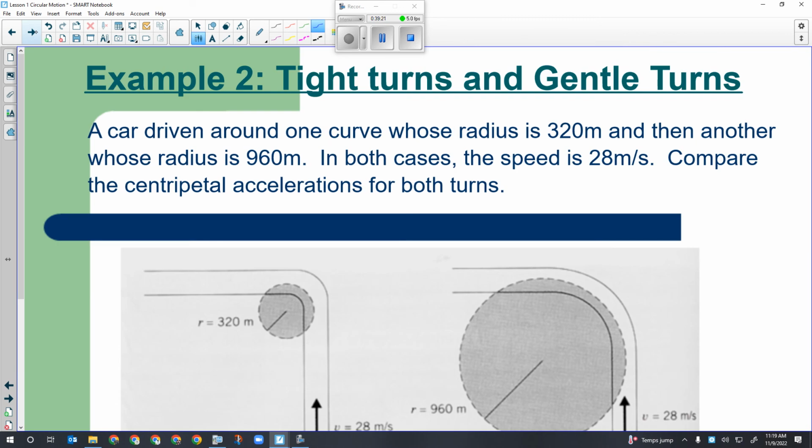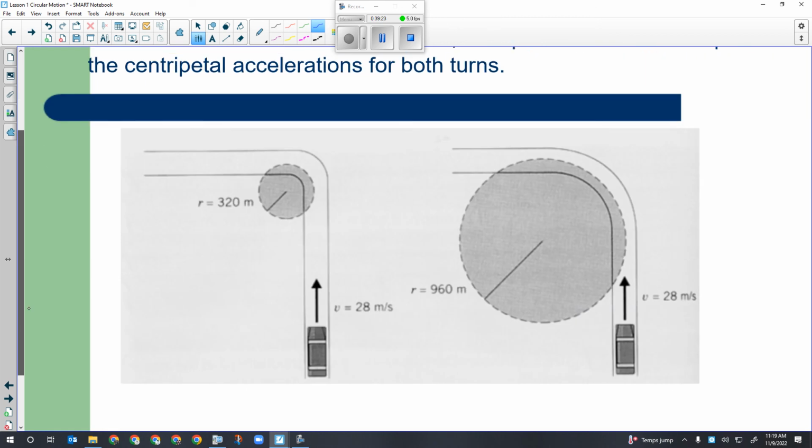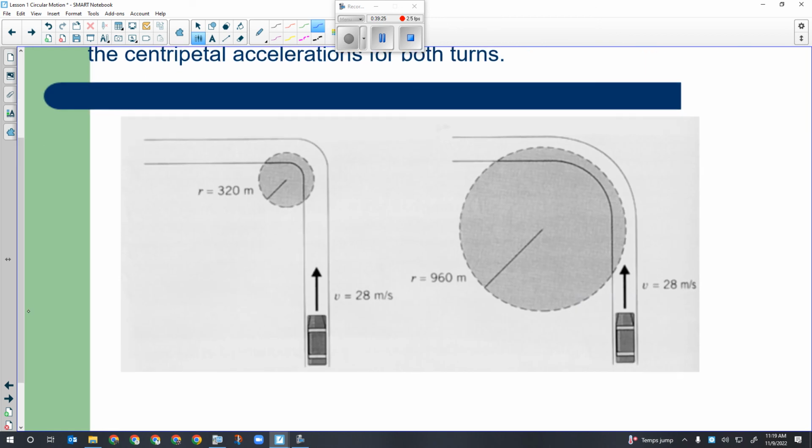Okay, so if we look at this example here, driving a car around a corner, all right, let's look at the effect that radius would have on our centripetal acceleration. All right, so we know that the formula for centripetal acceleration is v squared over r. Which corner, the small one or the wide one, should the acceleration be greater? The small one, okay, because r is smaller.